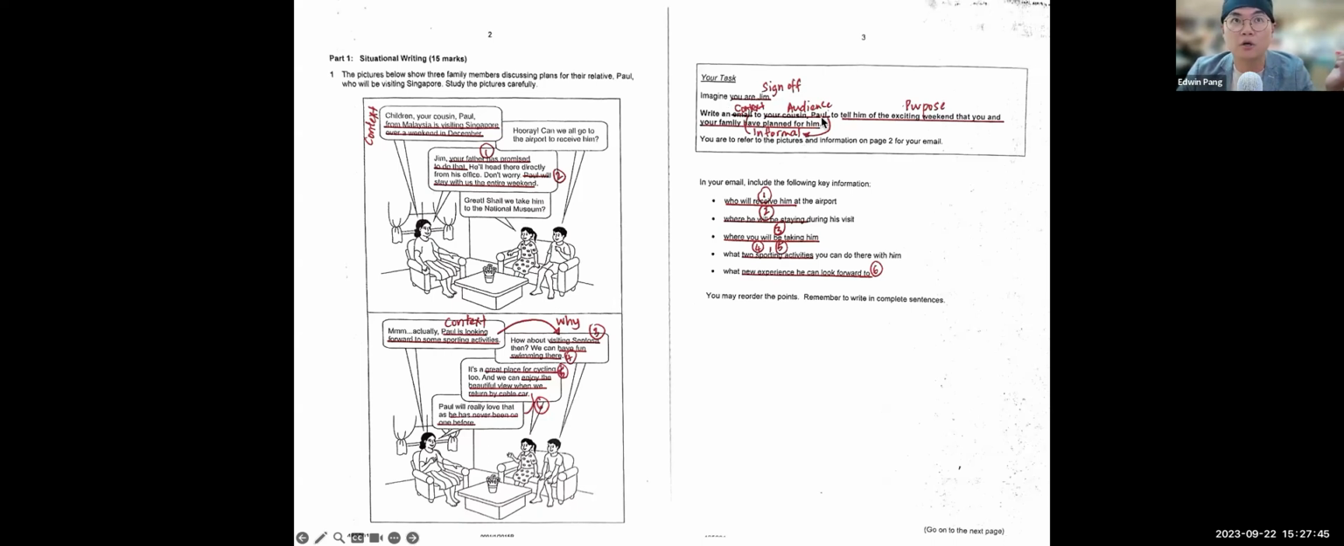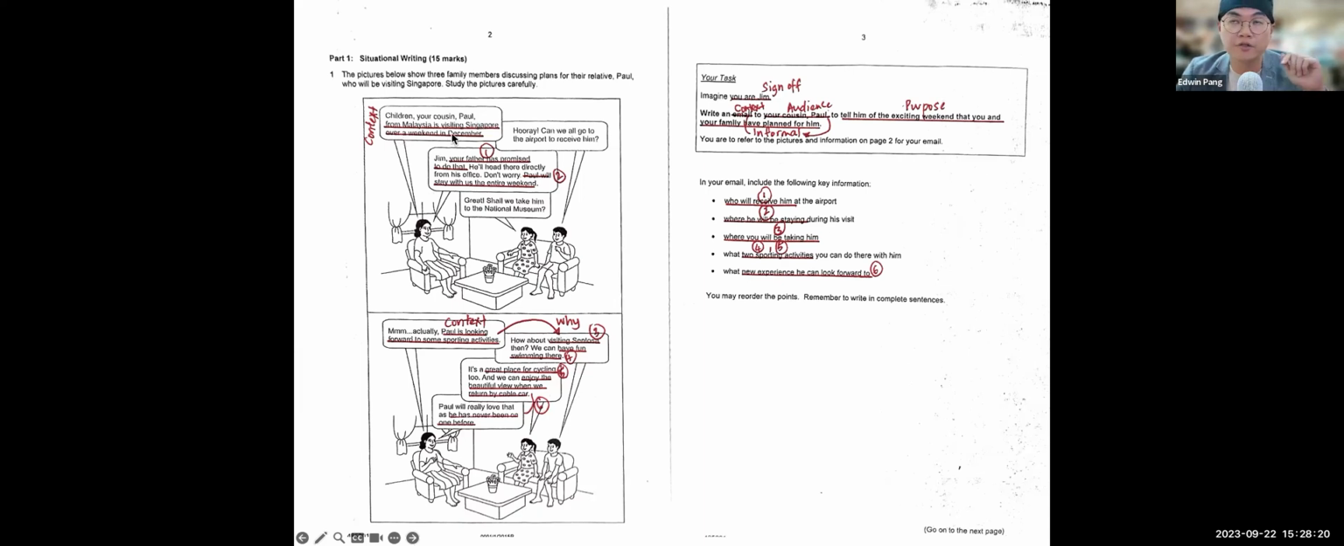In this case, because I'm writing to my cousin, I'm writing an informal email. Then identify my 6 content points, mirror them over here in the picture, and then look for additional contextual information that is important to my email. So down here on the top, this is where the context is. The picture below shows 3 family members discussing plans for their relative Paul, who will be visiting Singapore. That's important. I need to include this. And then over here, another contextual information that's not part of the 6 content points: Paul is from Malaysia and he is visiting Singapore over a weekend in December.